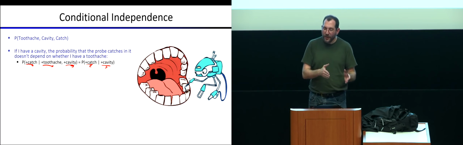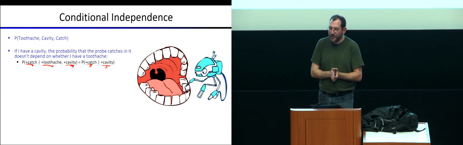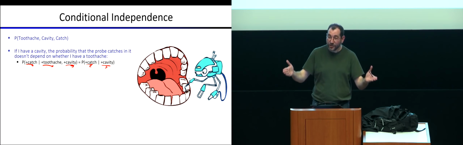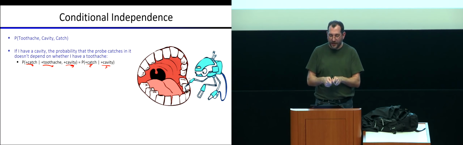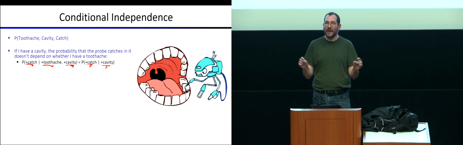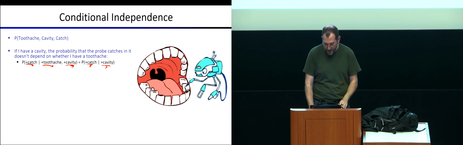So the conditional probability of catch given toothache and cavity is the same as the conditional probability of catch given just cavity. Okay? Now, in an actual joint distribution, this could be true or not. You could go churn some numbers and check. As a modeling assumption, I could say before I even get a probability distribution, I want to assume this to simplify my life and make my distribution more compact.